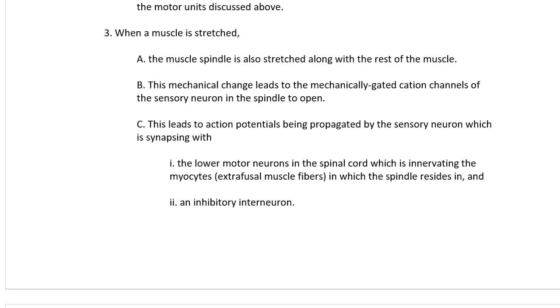When a muscle is stretched, the muscle spindle is also stretched along with the rest of the muscle. This mechanical change leads to the mechanically gated cation channels of the sensory neuron in the spindle to open. This leads to action potentials being propagated by the sensory neuron, which is synapsing with the lower motor neurons in the spinal cord, which is innervating the myocyte, the extrafusal muscle fibers, in which the spindle resides, and an inhibitory interneuron.